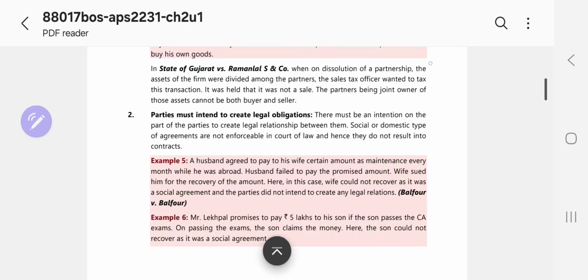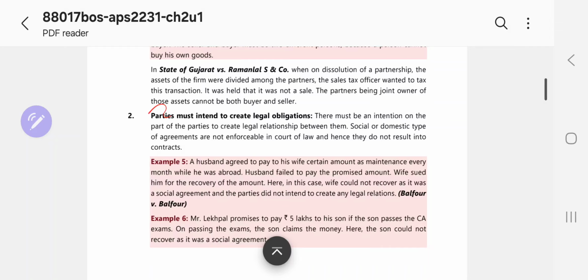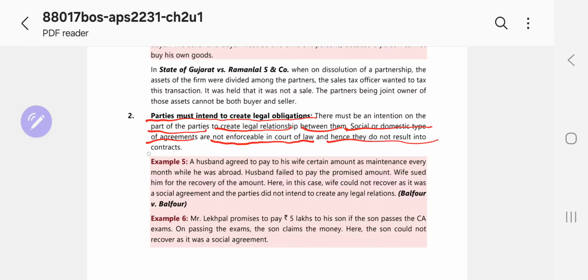Now coming to the next thing, parties must intend to create legal obligation. There must be intention on the part of the parties to create a legal relationship between them. Social or domestic types of agreements are not enforceable in a court of law, and hence they do not result in a contract. For example, a husband agreed to pay his wife a certain amount as maintenance every month while he was abroad. The husband failed to pay the promised amount. The wife sued him for the recovery of the amount. Here, in this case, the wife could not recover as it was a social agreement and the parties did not intend to create any legal relationship.